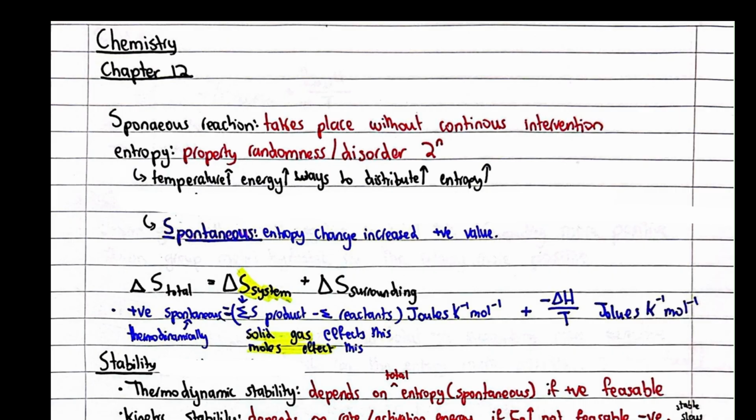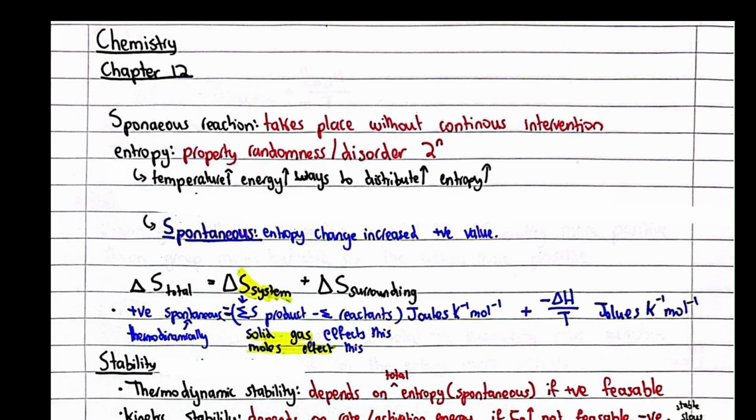The delta S system can be given by the sum of products minus the sum of reactants. Remember to include the coefficients. So if it's 2CO2, you multiply the CO2 value by 2. For the delta S system, if you have solid reactants that are turning to gas or liquid, the delta S system will be positive. That's because there's going to be more entropy, as solids are more ordered and gases and liquids are more disordered, so they have a higher entropy.